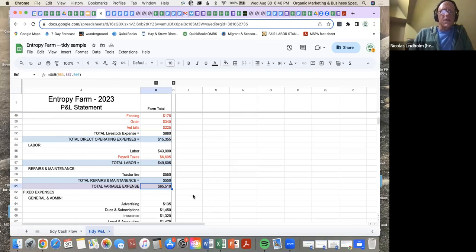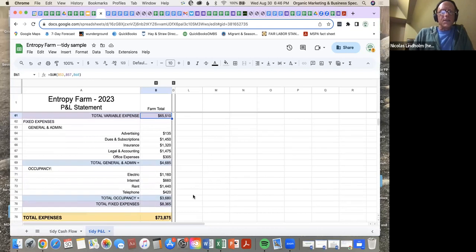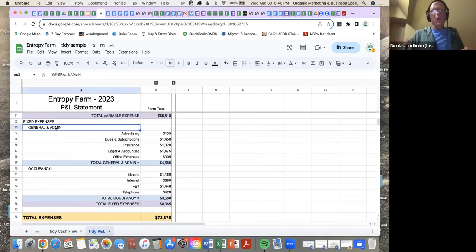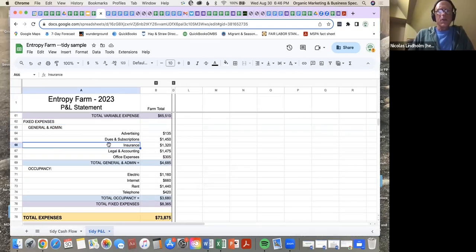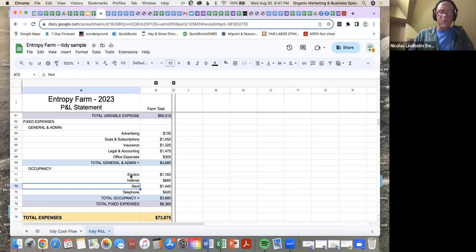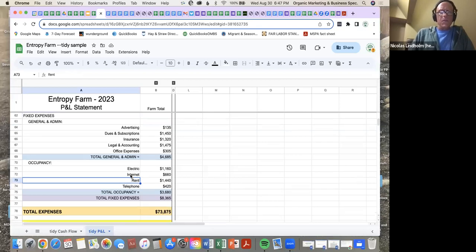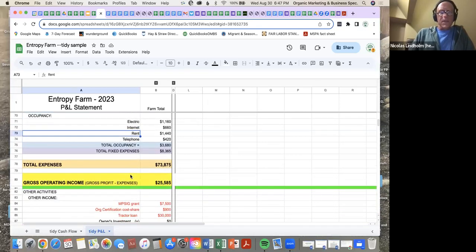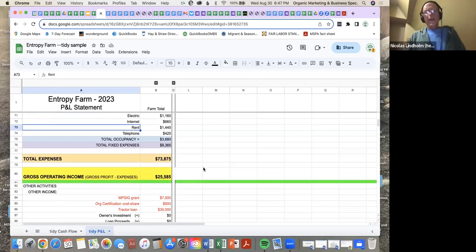And then in the next section, I took all the fixed expenses, and using Julia Shanks's parent categories, we got general and admin, which includes things like insurance, the certification fees, and I think farmers market fees that they pay, legal and accounting. And then here's this final category of expenses, occupancy, which looks like they pay some rent and have some utilities. So now I want to jump down to the green line.